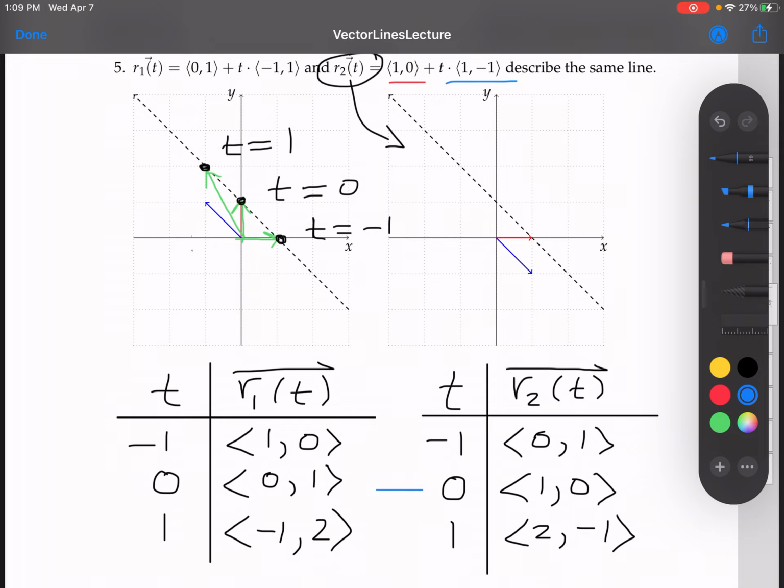Now turn our attention to t equals 0. Again, 0 times the blue direction vector reduces it to just a point, moving that point to the terminal point of the position vector, and then drawing our vector sum, we get that. You can see that r2 of 0 is 1, 0. So it draws that point there.